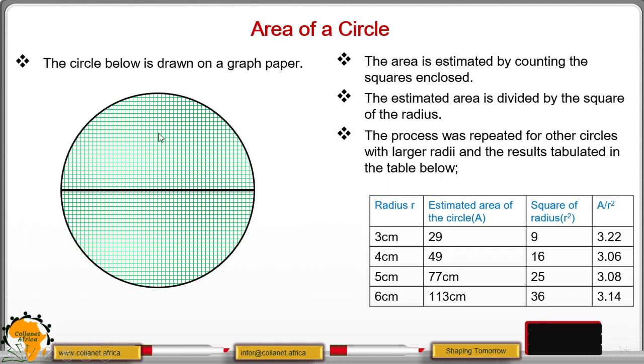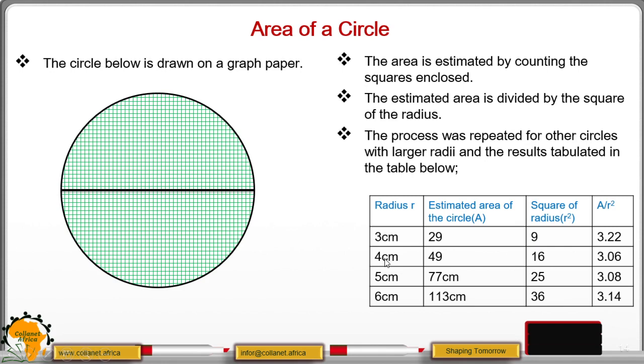You can start with the circle whose radius is 3 centimeter. You estimate the area, then you divide by the square of the radius. That is, if the radius is 3, you square this, that will give you 9. Then the estimated area is 29, you divide by that, you get the value here. So this last column is giving us the area divided by r squared.